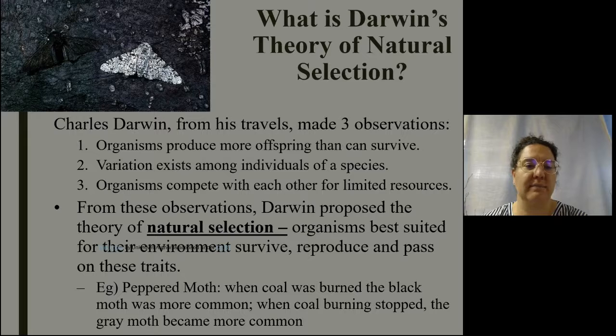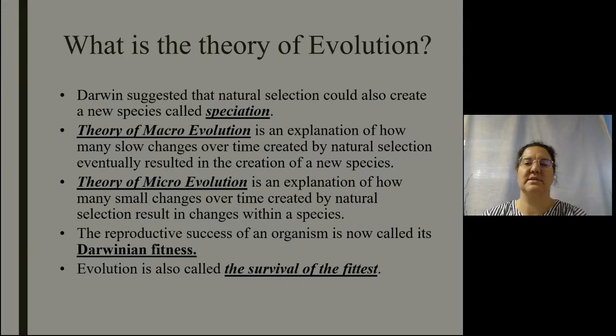So natural selection is that organisms best suited to their environment reproduce and pass on these traits. And then this is the basis for the theories of evolution. So Darwin suggested that natural selection could also create new species through a process of speciation. So we have the theory of macroevolution, which is an explanation of how many slow changes over time created by natural selection eventually result in the creation of a new species.